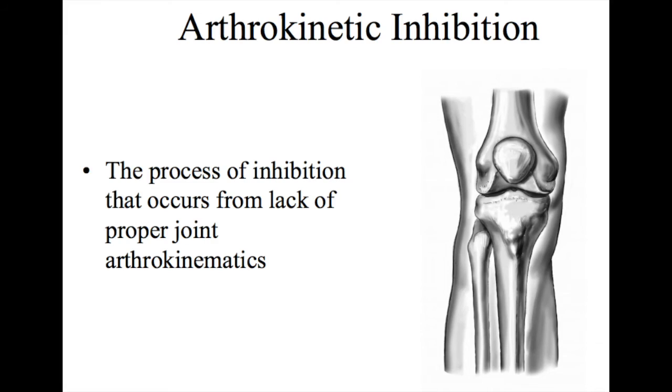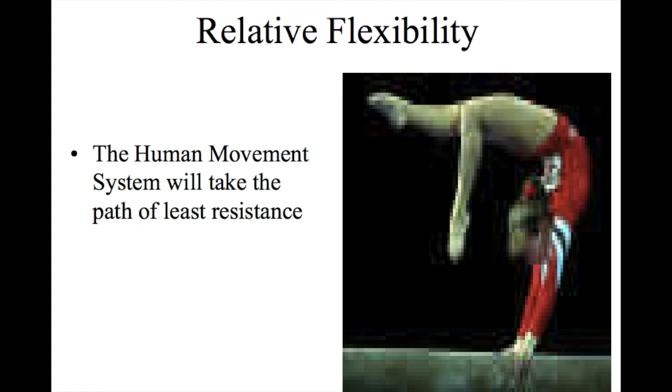The next one, arthrokinematic inhibition, just refers to inhibition of movement resulting from lack of joint surface movement. Relative flexibility just refers to the body's tendency to take the path of least resistance during functional movement patterns.